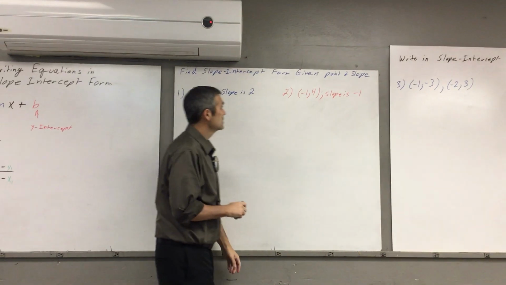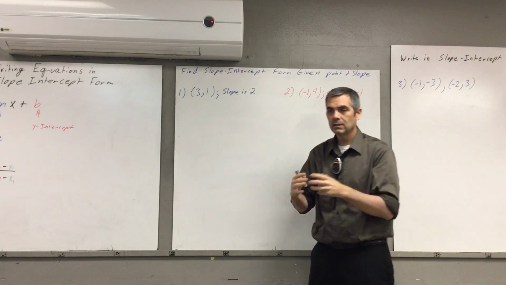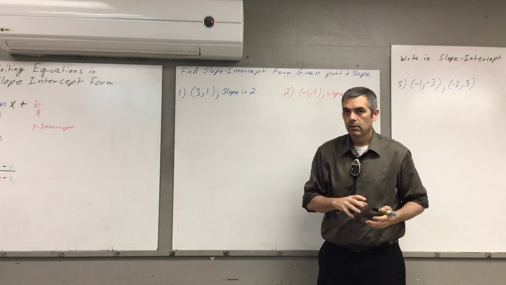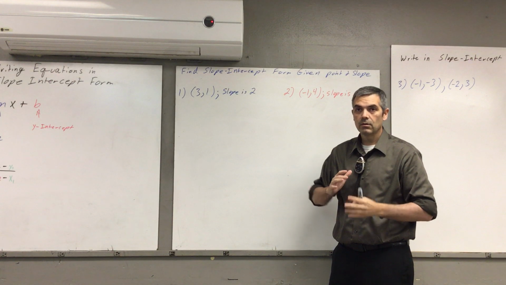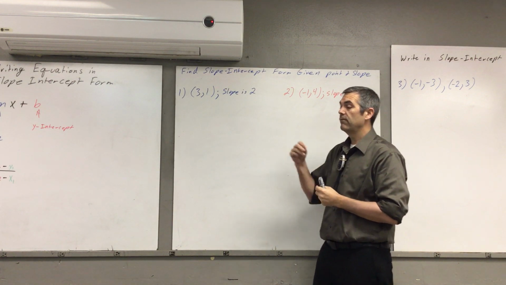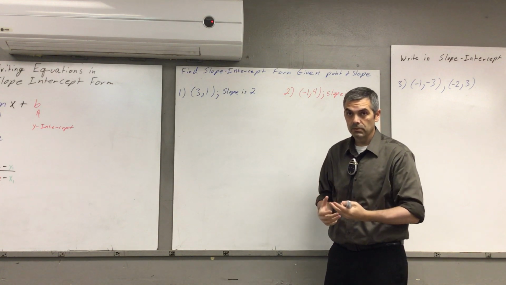Find slope-intercept form given a point and a slope. So here you're given a point and the slope. All right? Well, notice what you're not given. You're not given the y-intercept. So you're going to have to find the y-intercept and then put it into slope-intercept form.